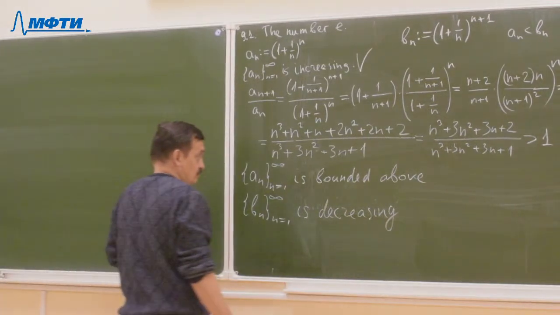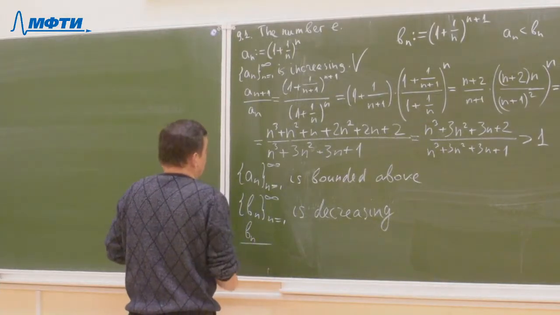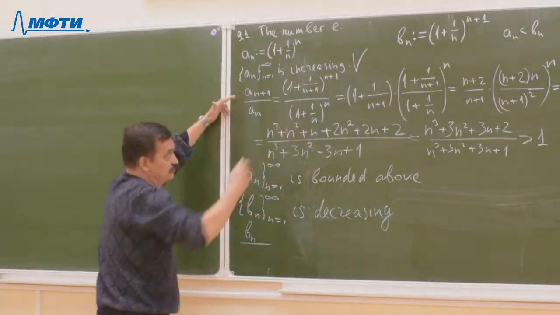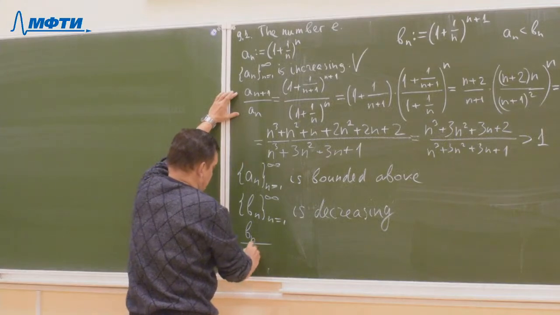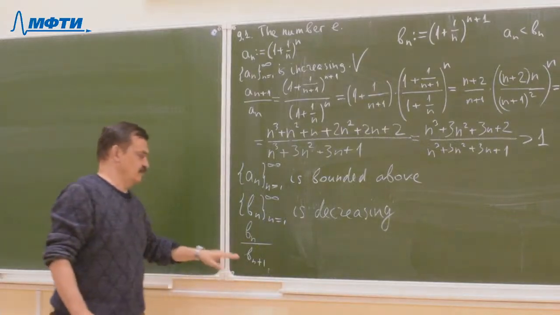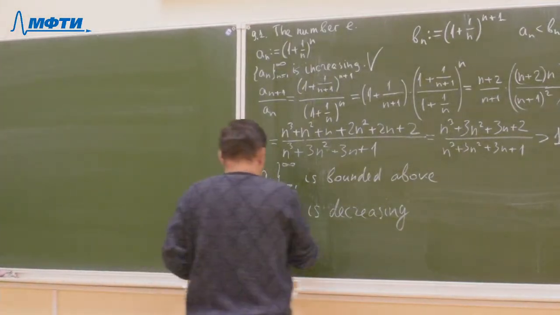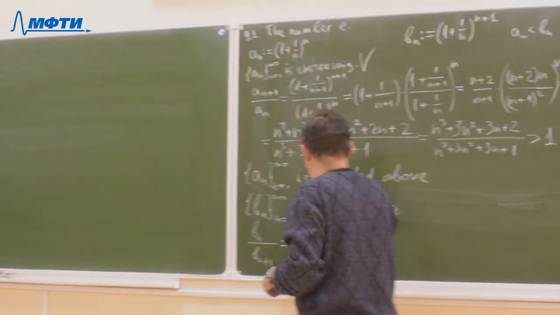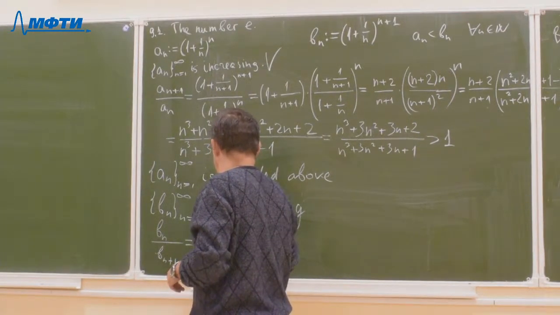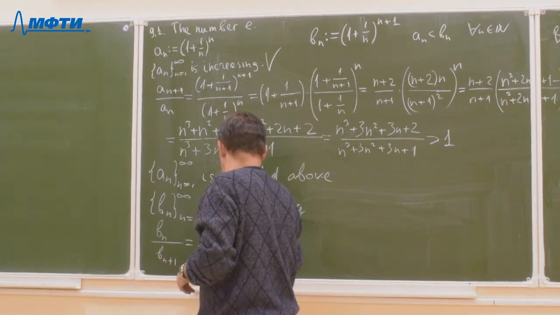And how can we prove it? Again, by a similar assertion. But now we should divide, if we want to use the Bernoulli inequality again, then I'll consider the ratio bn over bn plus 1, not bn plus 1 over bn. So, what is it? 1 plus 1 over n power n plus 1 over 1 plus 1 over n plus 1 power n plus 2.